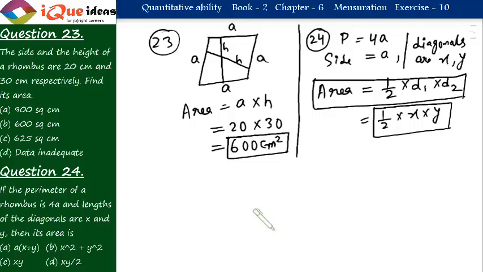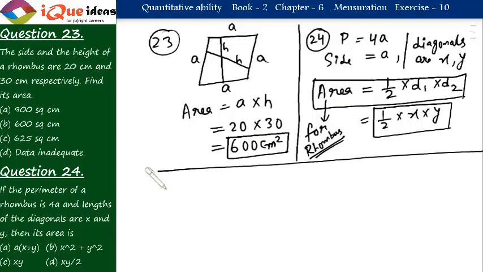Okay. But the side is given A, so in terms of, no, that's it. So area is half into X into Y, that's it. You don't have to worry about anything else. So straight away, area of this rhombus is half into X into Y. This is the specific formula for rhombus. For rhombus only, there is a specific formula that is half into product of diagonals. That is the area of rhombus.